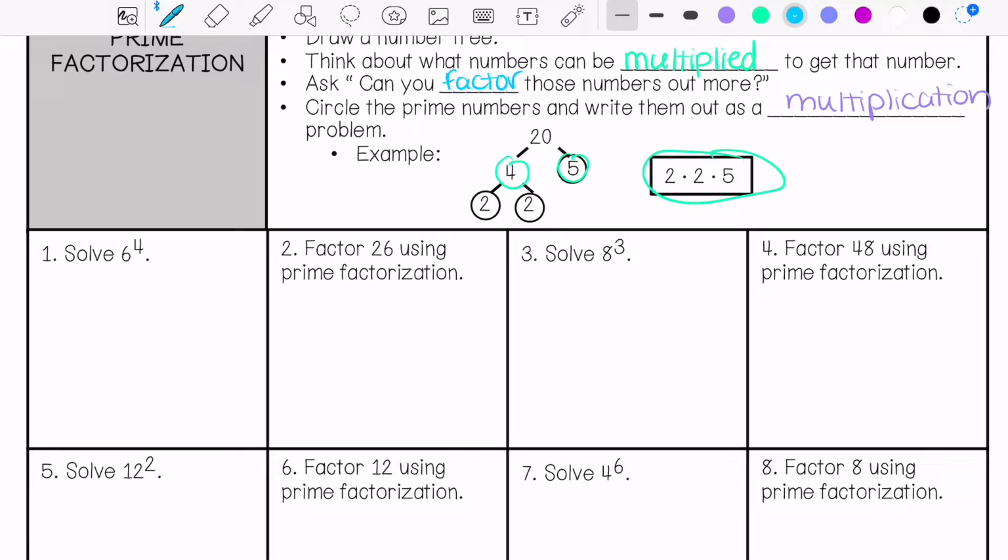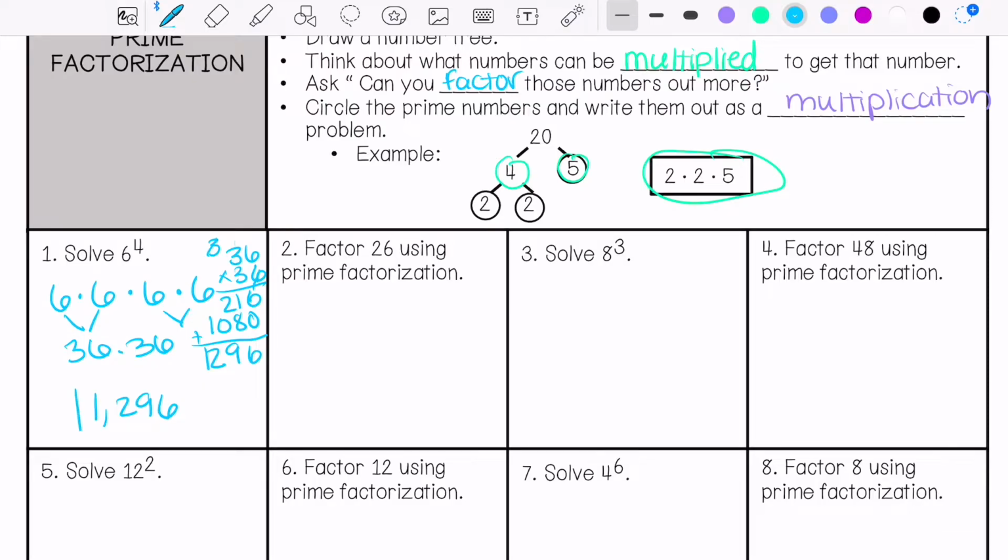All right, we are going to solve number one. This is 6 to the 4th power. So this would be 6 times 6 times 6 times 6. I know that 6 times 6 is 36. So I need to do 36 times 36. So this would be 1,296.